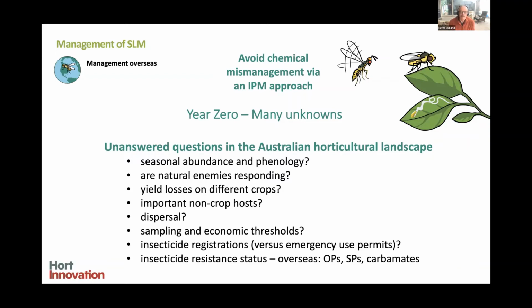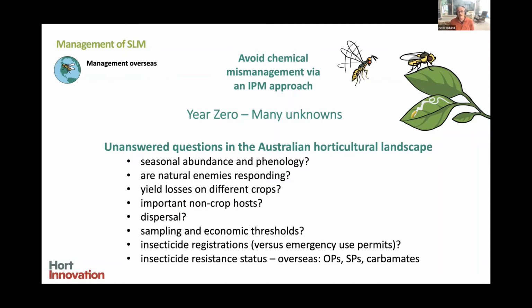How do the leaf miners and the parasitoids disperse, within the crop and also between properties? In terms of sampling and economic thresholds, these have been done overseas, but we need to have Australian studies to work out how best to sample and what the economic thresholds are. That will vary from crop to crop, state to state.